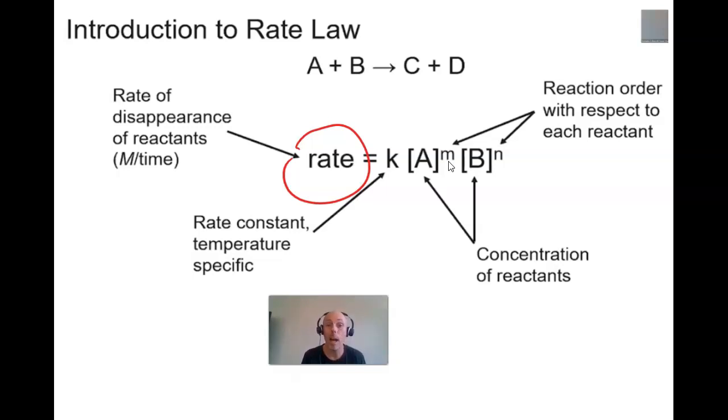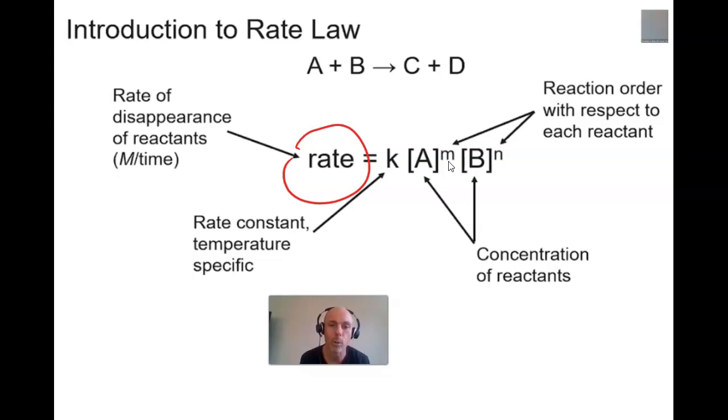The sum of the orders, the sum of M and N in a rate law, for example, is called the overall order. And from time to time, you might be asked to first figure out what the order is for each reactant and then what the overall order is. And that's, again, what this lecture is primarily about.